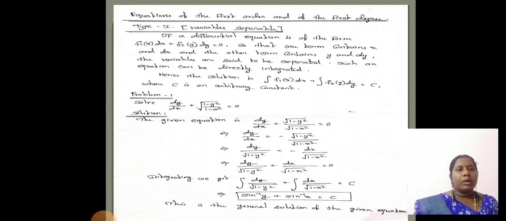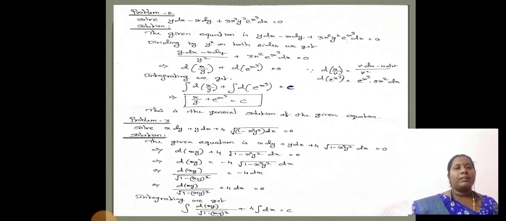So, in this problem, we have to solve by variable separable method. First, we have to separate the variables x and dx on one side and y and dy on the other side. Then integrate on both sides. We get the solution sine inverse of y plus sine inverse of x equal to c.